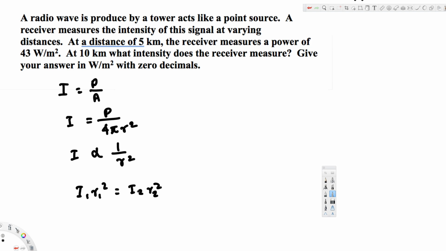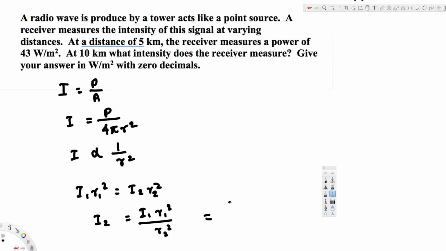Here what we are trying to find is I2, because initially we had this distance and intensity. We are trying to find, when the distance is 10 km, what's going to be the intensity. To find that, we have to rearrange this equation. I2 is going to be equivalent to I1 r1 squared divided by r2 squared. Now let's go ahead and plug in the values.